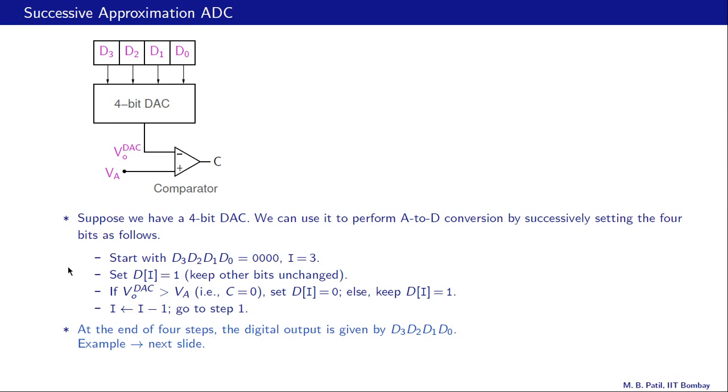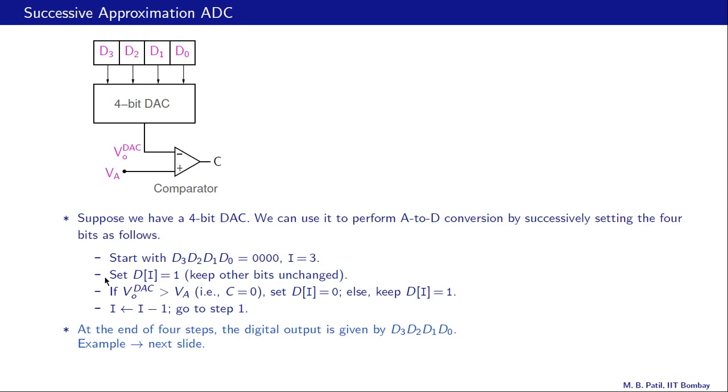So here is the algorithm. We start with D3, D2, D1, D0 equal to 0, 0, 0, 0. That means all these bits are set to 0. And we define one integer I. We set that to 3. Set D of I equal to 1. Keep other bits unchanged. That means since I is 3, we're going to set D3 equal to 1, this bit here, and keep the other bits D2, D1, D0 unchanged. That is, they will stay at 0, 0, 0 in the first iteration.